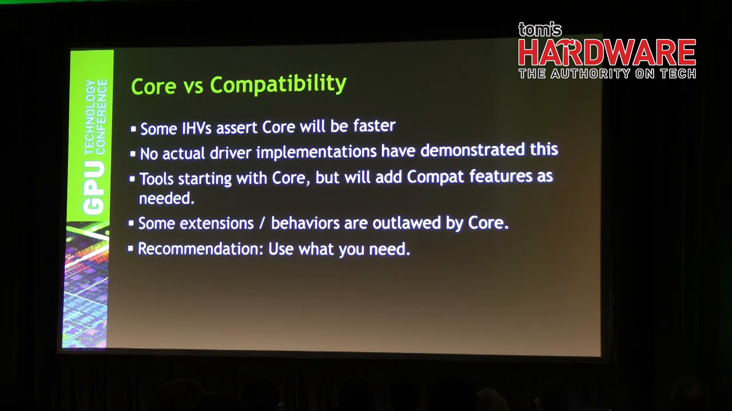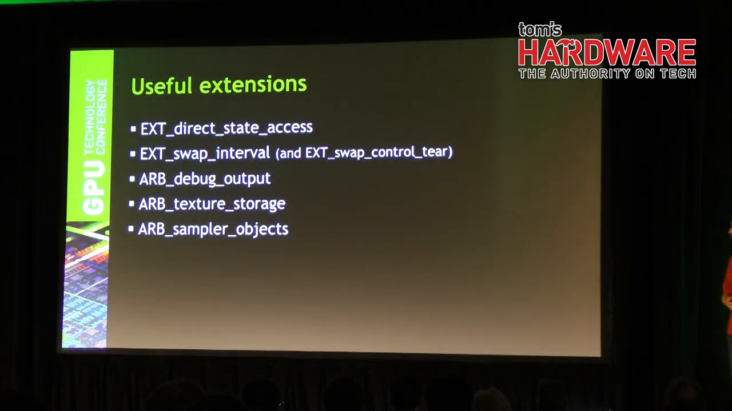There are things that basically are disallowed if you do core, and some of them tend to be really useful, like immediate mode, which is actually a really fast and cheap way to draw full screen quads. So just use what you need. So we're going to talk about some useful extensions that we found along the way, that we utilized while we were doing the port.